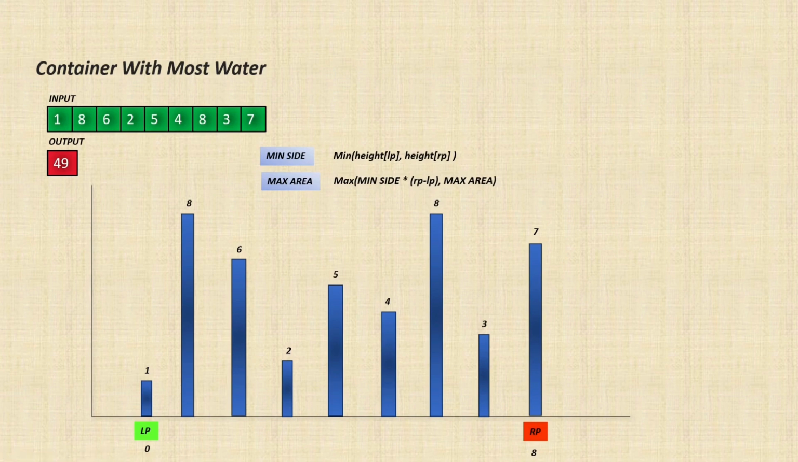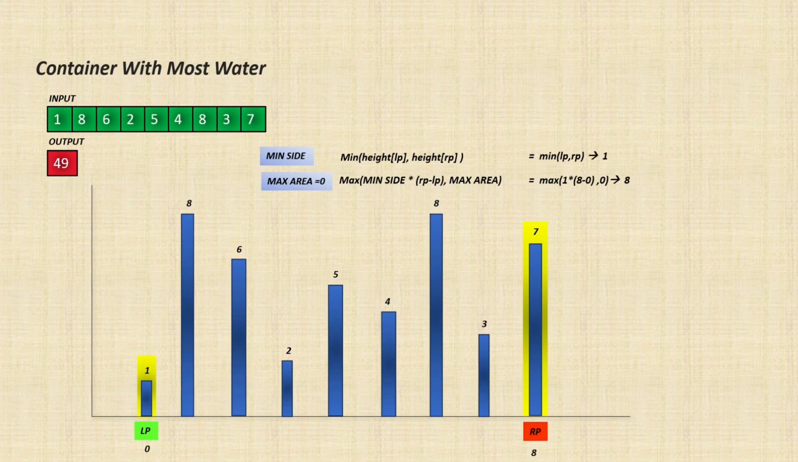And here we will be using a two-pointer approach, which means we will be taking two pointers, left and right, and we will be comparing both of them. So the left pointer will be at the start of the array and the right pointer will be at the end of the array. So now we need to find the minimum side. Here we can see the minimum side between both left and right pointer is 1, and they are separated with a distance of 8. So the maximum area accommodated here is 8, and that will be stored in the maximum area variable.